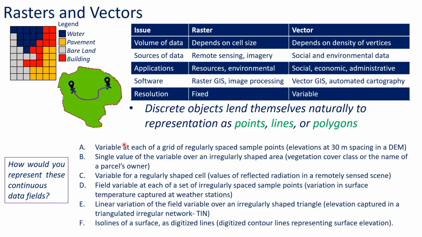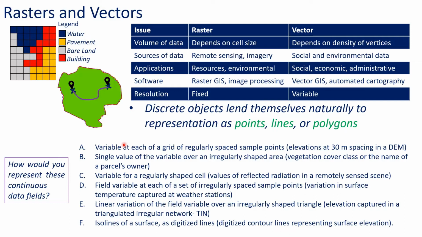These are things to be read. Applications: resources, environmental, social, economic, administrative; software: raster GIS, image processing, vector GIS, automated cartography. Now this has changed a lot. It has evolved quite a lot, so we use them together sometimes. Raster to vector conversions are there, vector to raster conversions are there. Transformations, so many things happen nowadays. So we can't really say that this is that and that is that, but still it's there.